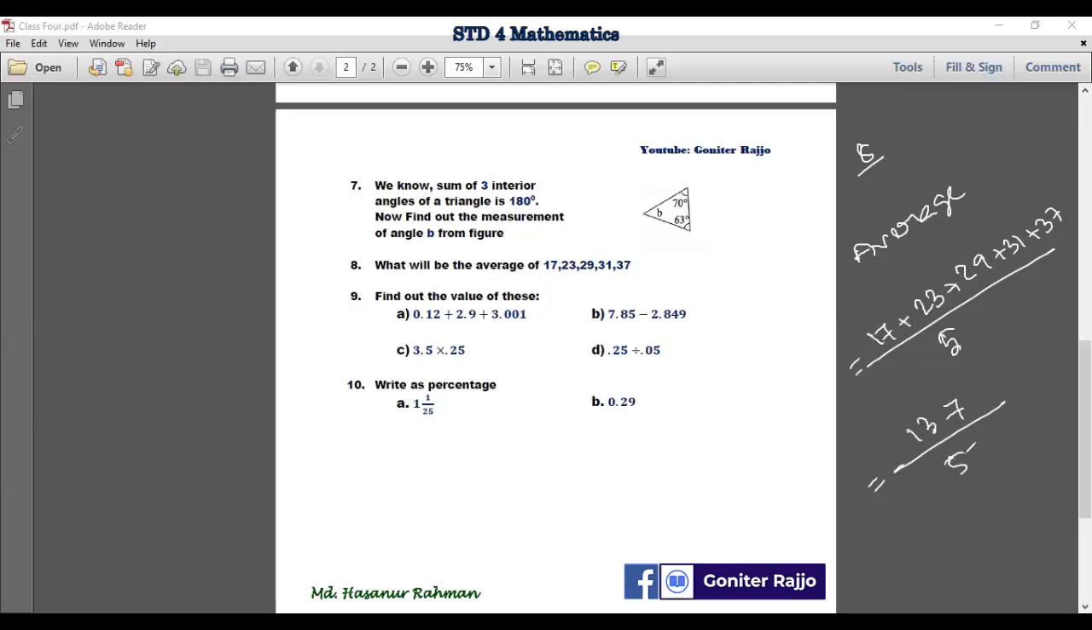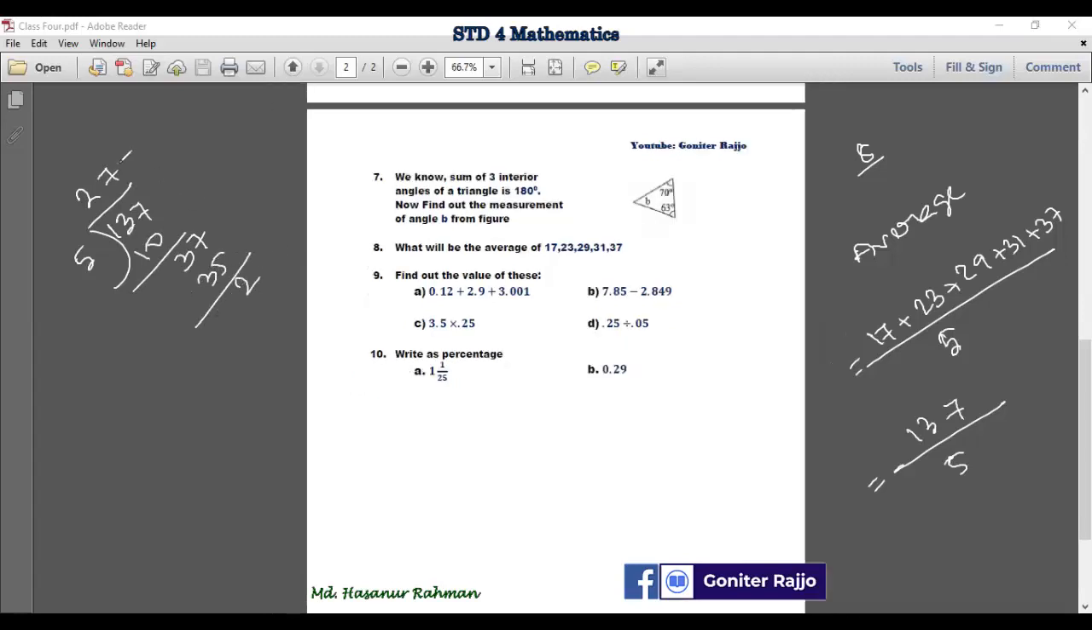137 by 5. So now if we want to divide this 137 by 5, what will you get? 5, 2 is 10, so 3 will be left, 37. 5, 7 is 35, so 2 will be left. Now we can put a point. This point represents a 0. So 5, 4 is 20. So here our average should be 27.4.